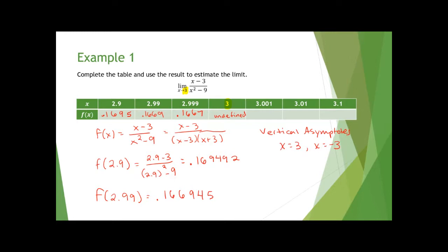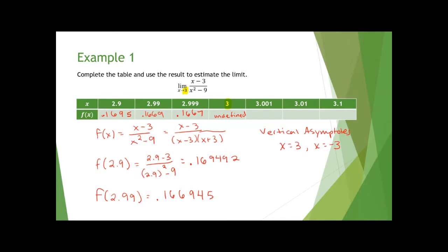So at 3, it's undefined. We don't actually have a function value. But we can still find the limit. We can still figure out where this function is heading, even if we don't actually know what it is at 3. That's sort of why limits are helpful, because they give you an idea of what the number would have been if it wasn't undefined.